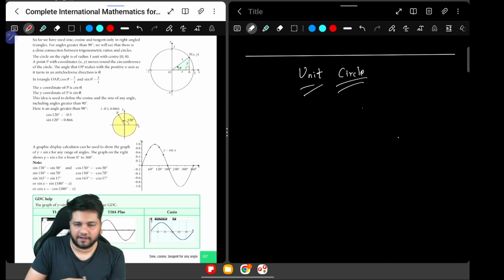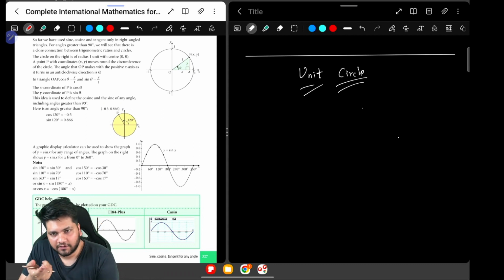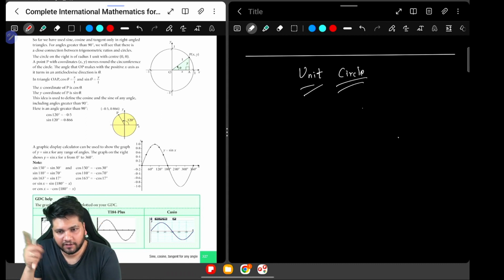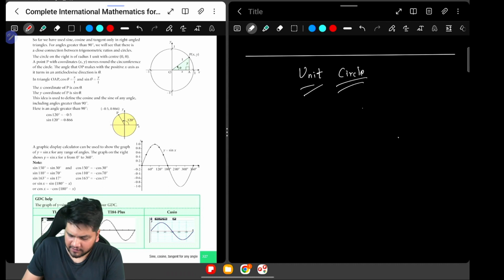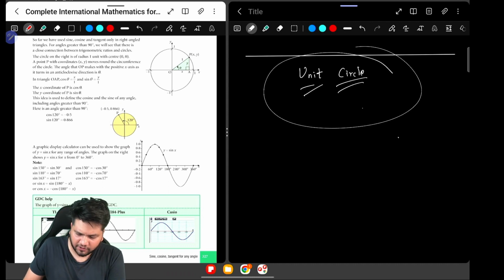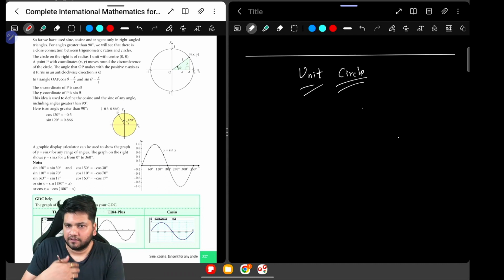Okay, fine. Before that, there are two types of motions. You know that. What are those? One is linear and the other one is circular motion, right? So just telling you one thing, that whenever it is circular motion, that time we are going to use trigonometry.